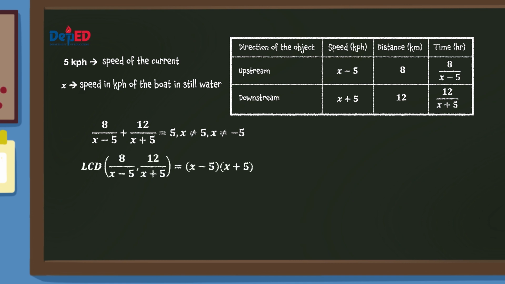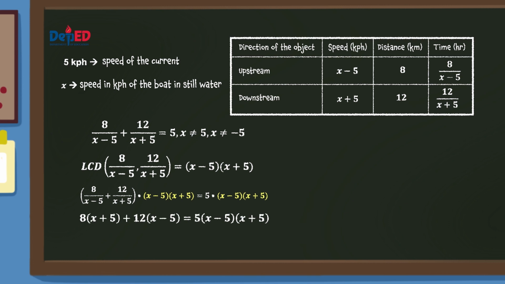The LCD is the product of the denominators, since they are both prime. We multiply both sides of the equation by this LCD. The resulting equation is 8 times the binomial x plus 5 plus 12 times the binomial x minus 5 equals 5 multiplied by x minus 5 and x plus 5. This means that 8x plus 40 plus 12x minus 60 equals 5x squared minus 125. Written in standard form, it should look like this: 5x squared minus 20x minus 105 equals 0.